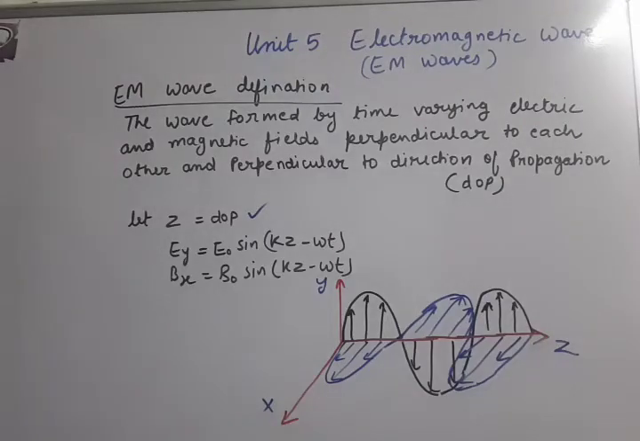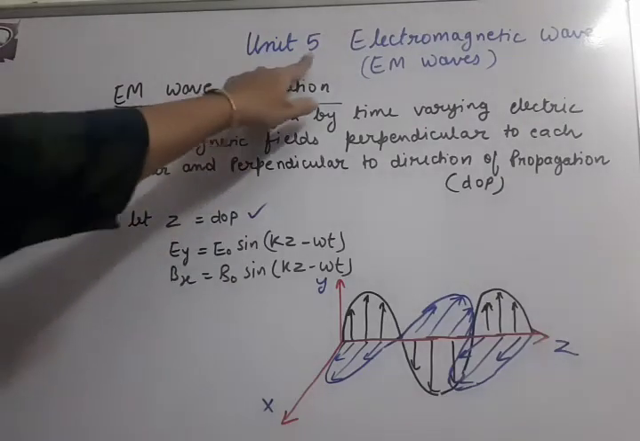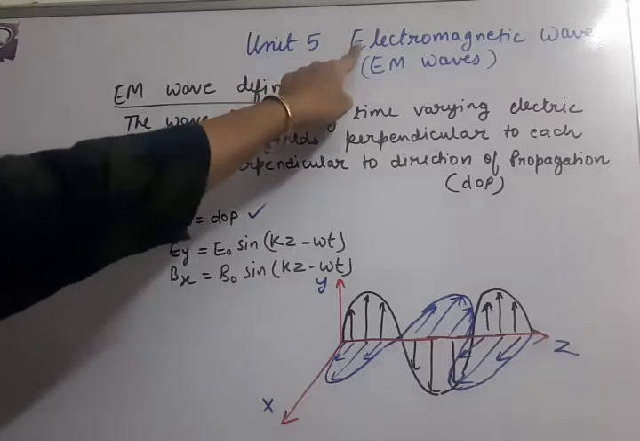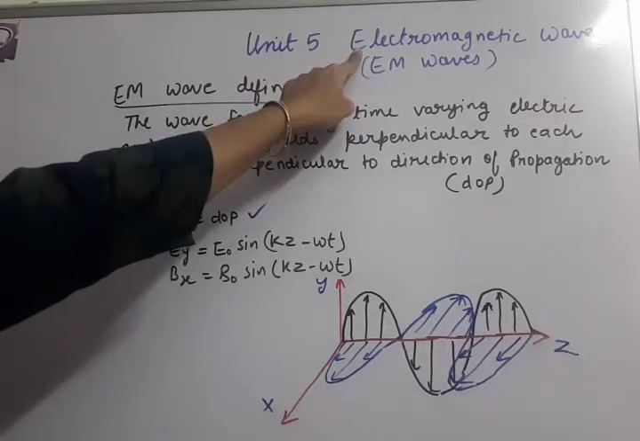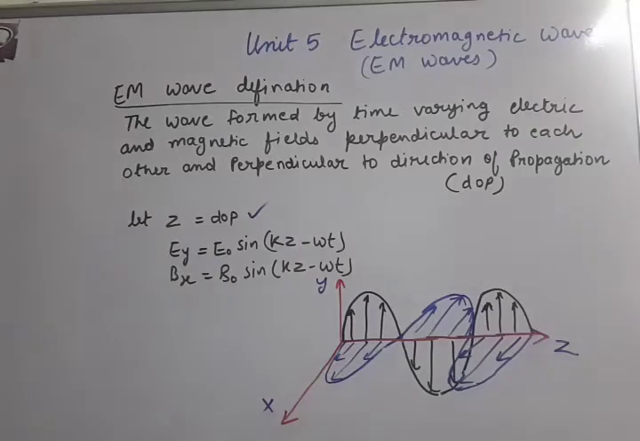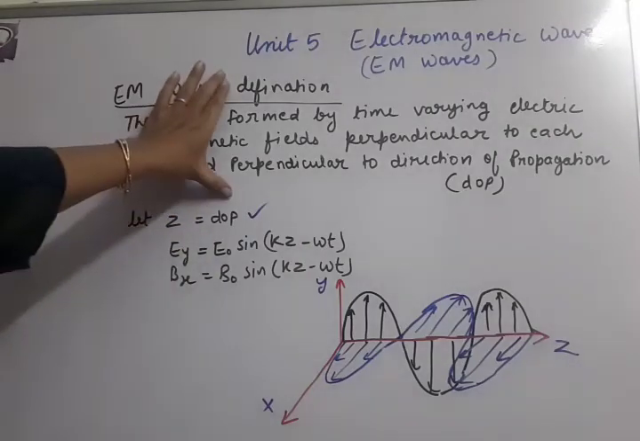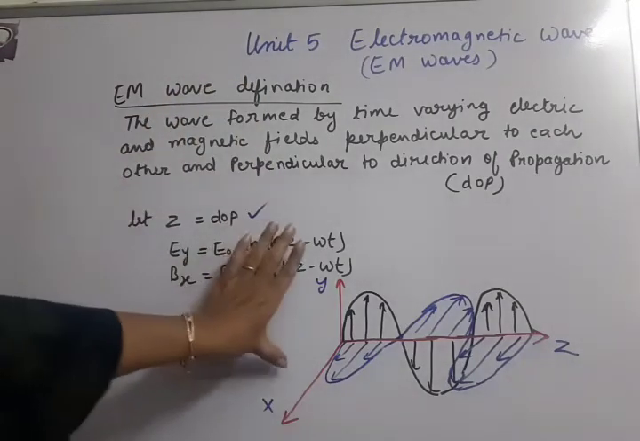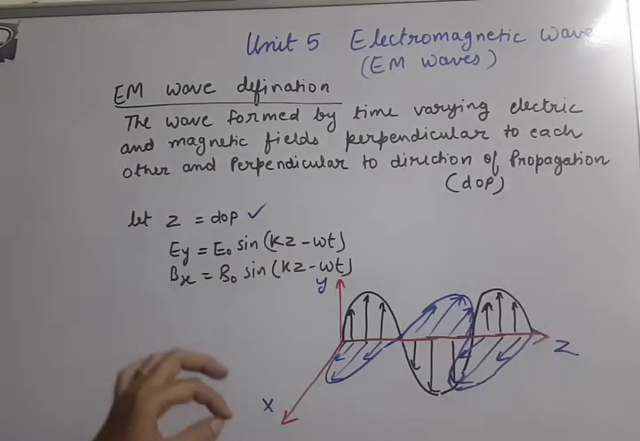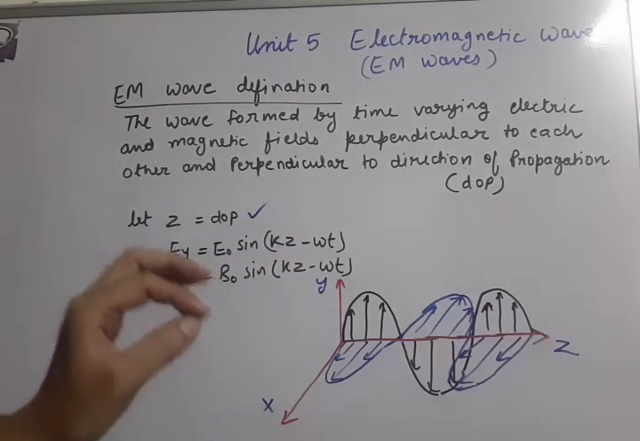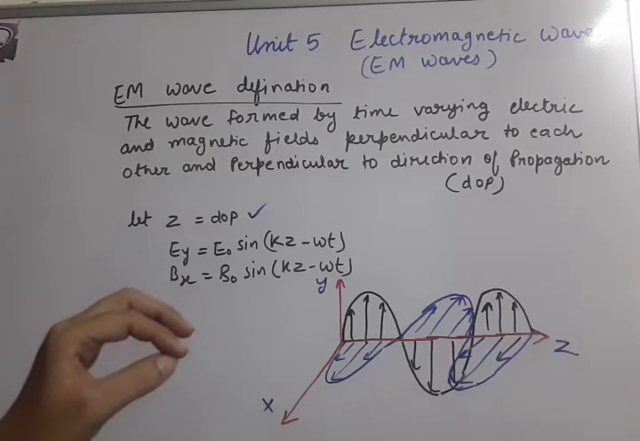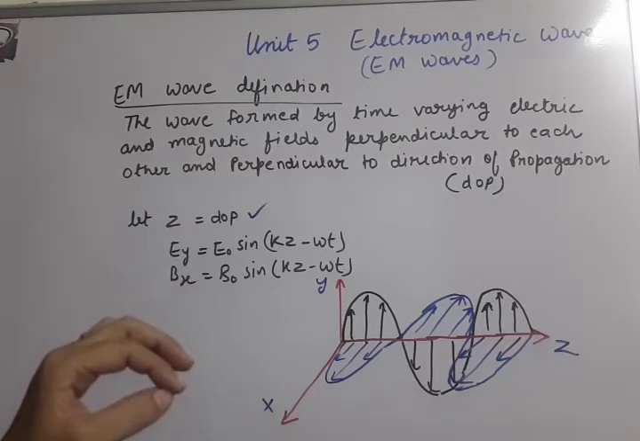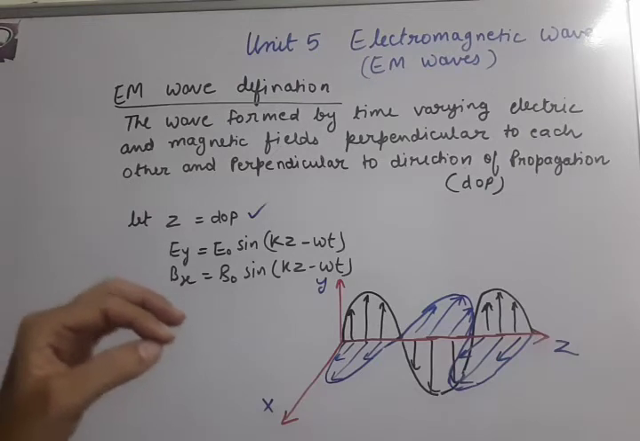Hello students. Today let us start unit number 5. The name of unit 5 is electromagnetic waves, or EM waves. First of all, we will understand the definition with the help of the diagram. Then we have to understand Maxwell equations, and then the last part will be the spectrum, that means different parts of EM waves.